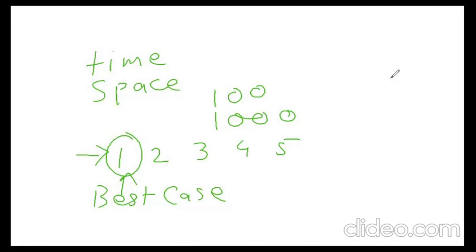But when the input array is in reverse condition, meaning 5, 4, 3, 2, 1, the algorithm takes the maximum time to sort the elements. If I have to sort this, what will the algorithm take? Maximum time. So this is my worst case.